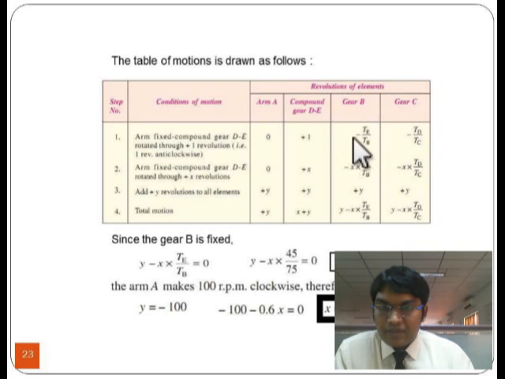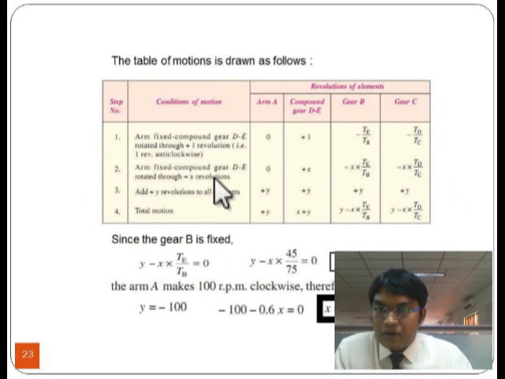Why am I giving a negative sign? Because it's external meshing. Then again, C is meshing with D. So if I need to find out NC, NC by ND is equal to TD by TC, which will be again minus, because it's again external. As you can see here, it's external meshing.